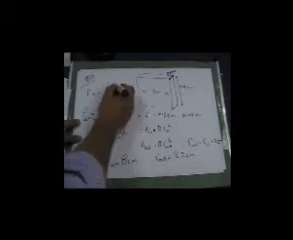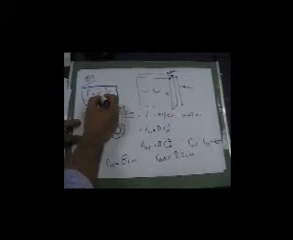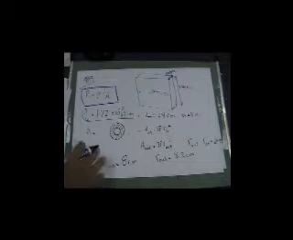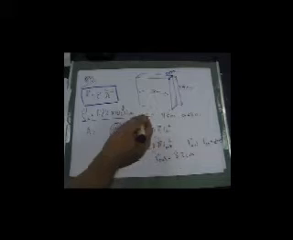So definitely I have to use R is equal to rho L divided by A. This is a copper sheet, so the resistivity of copper is given. And L is given, that's the length of the conductor. The only thing that I need to worry about is the area.